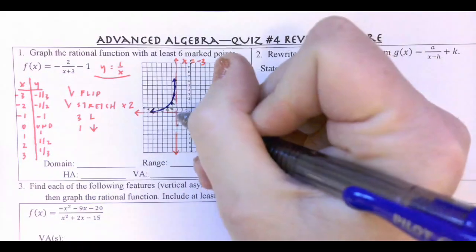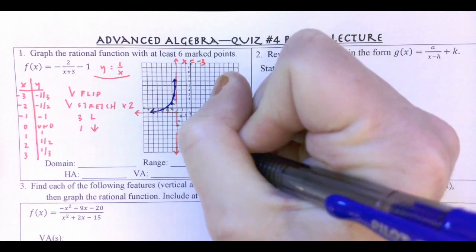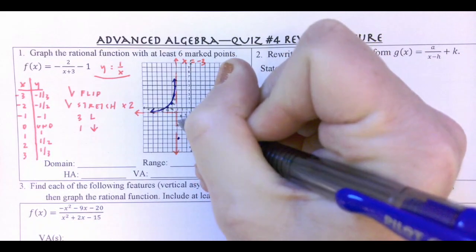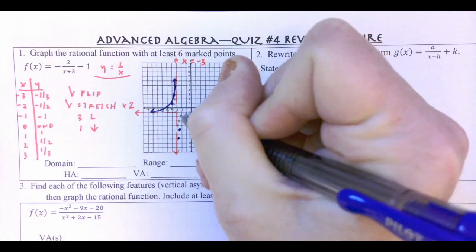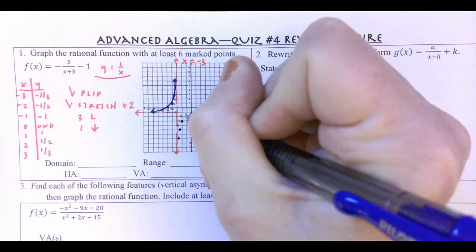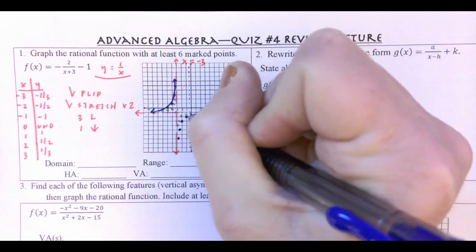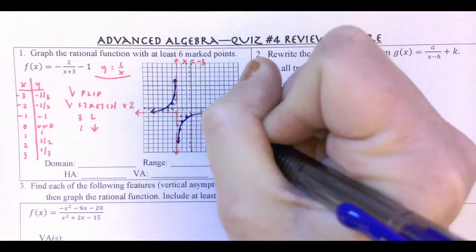Okay, and then over here, if I start with this one, 3 away becomes 6 away. 2 away becomes 4 away. 1 doubles to 2. 1/2 doubles to 1. 1/3 becomes 2/3. And there's my second branch.